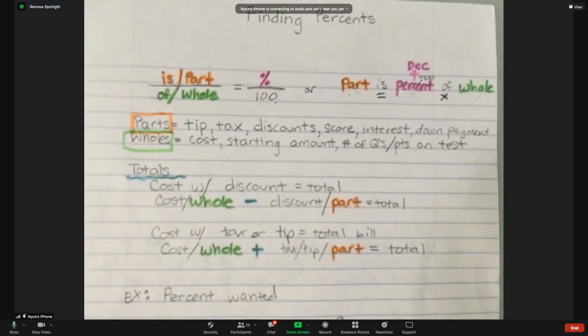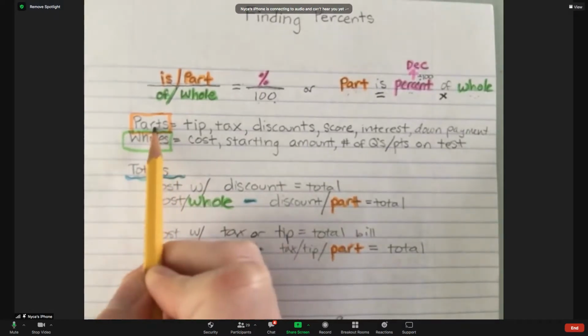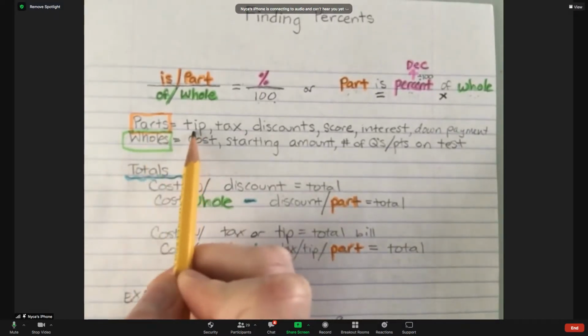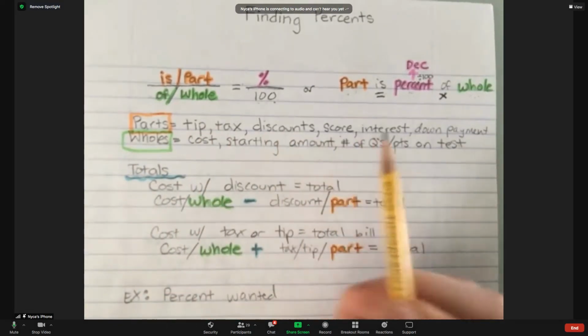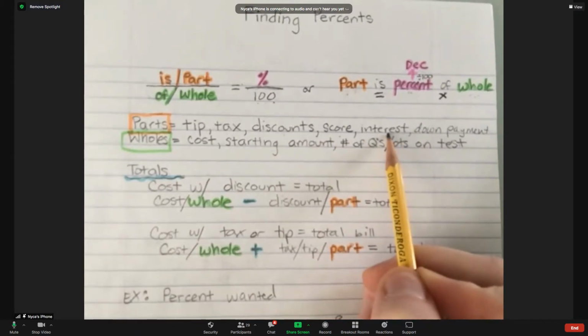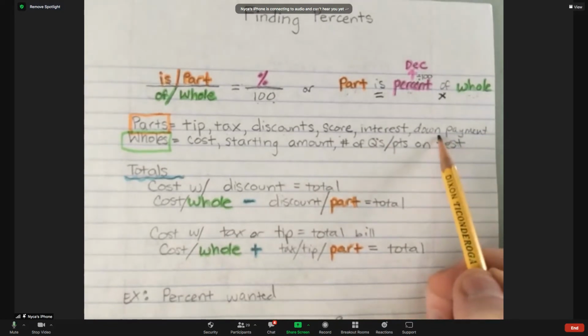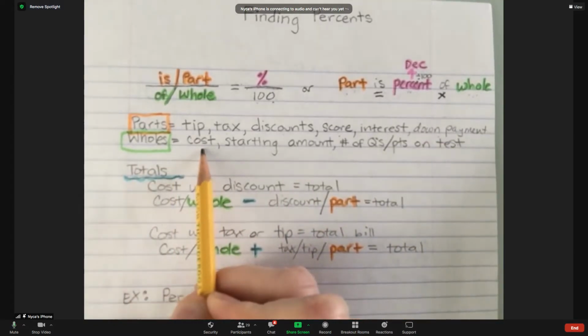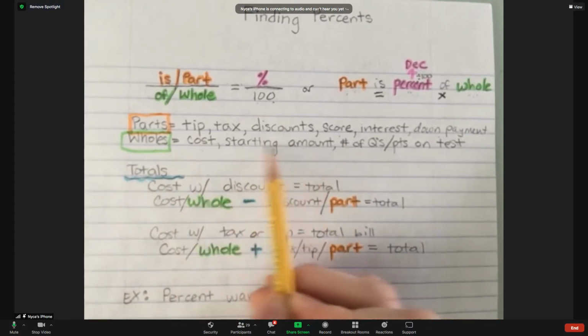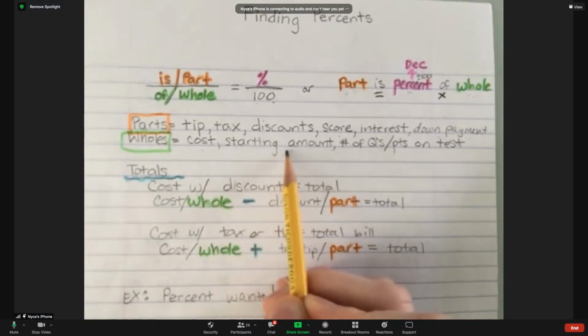Now, what do I mean by part or whole? So in word problems, the parts are usually pertaining to your tip, your tax, your discounts. If you took a test, what was your score? Maybe the interest you earned on an account, or an interest you have to pay on something. Or like a down payment. That means you're not paying for the full amount of the car, you're just paying a piece of it. And then your wholes are, what is your initial bill cost, your car cost, things like that. It's pretty much thought of as your starting amount, your principal.